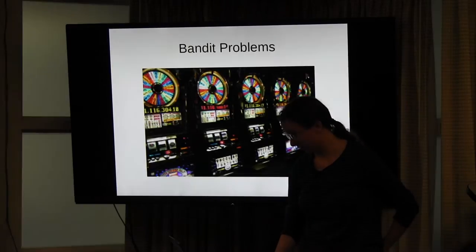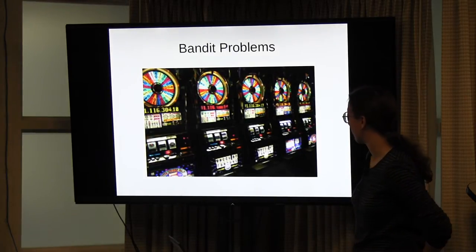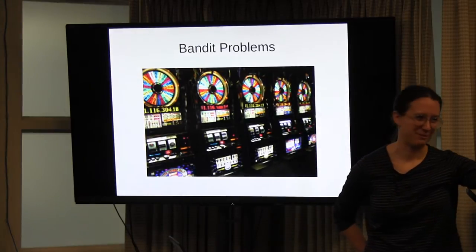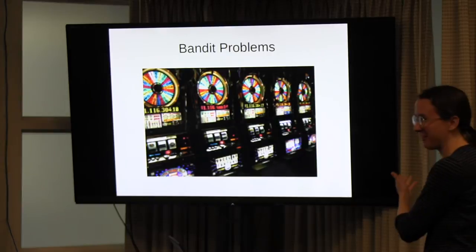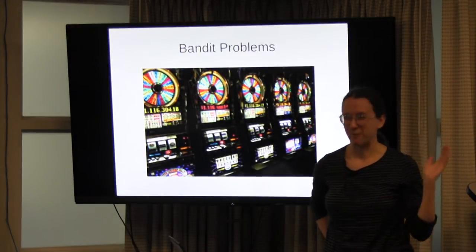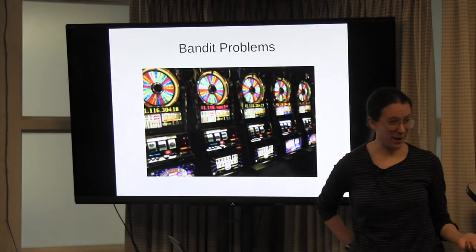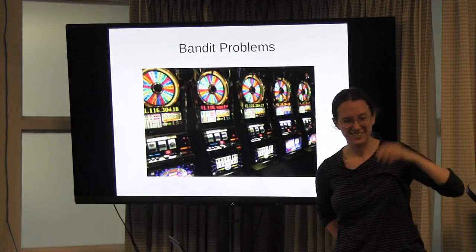So what we're going to do is study this in the context of what are called bandit problems. Does anybody know what a one-armed bandit is? I didn't know this until I read about reinforcement learning. It's a slot machine. I had no idea. When I read the RL textbook, I thought, that's a weird name, and then months later I figured out, oh, it's a slot machine. It's called a one-armed bandit because you pull the arm, the slot arm, and then it takes your money.